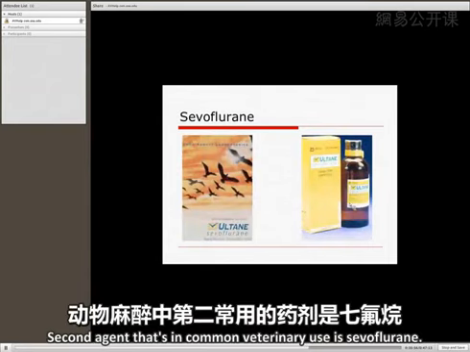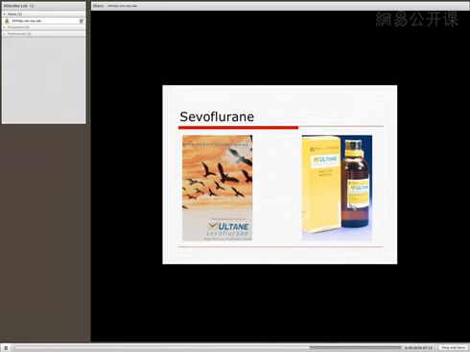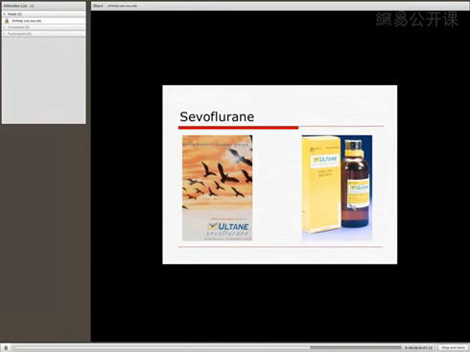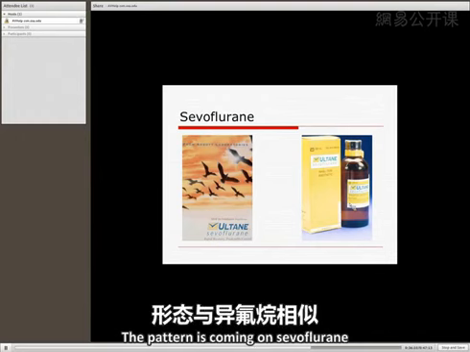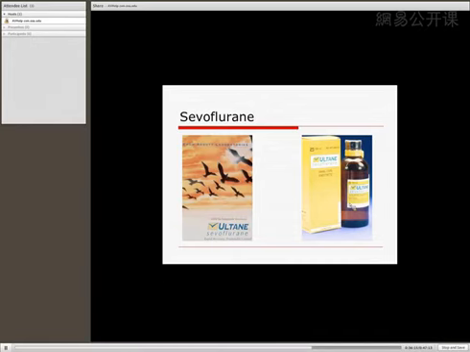The second agent that's in common veterinary use is sevoflurane. How many have seen sevoflurane used? A smattering, I'd say. Half a dozen, a handful, maybe a dozen. Sevoflurane is a newer agent. The patent is off or coming off sevoflurane, but it's still about 4 times as expensive as isoflurane.